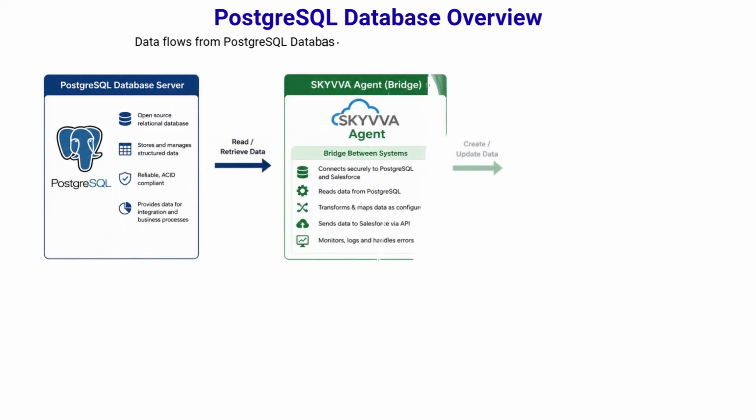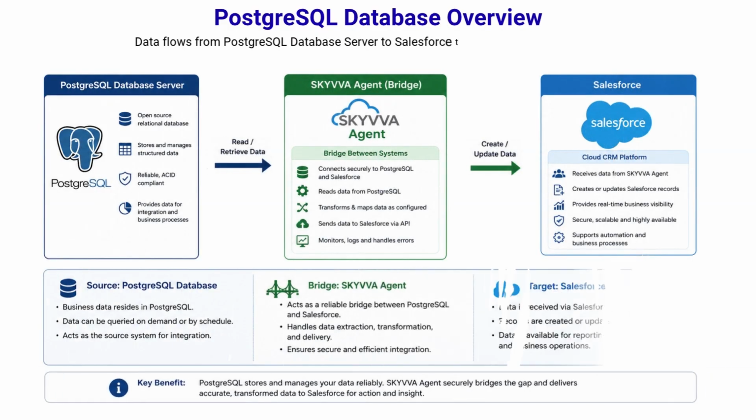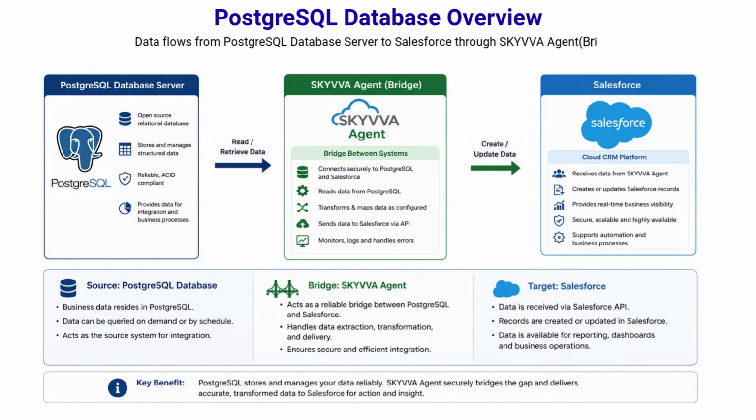Summary. In this video, we provide an overview of PostgreSQL database integration with Salesforce using the SKYVVA agent. We explain the main architecture, data flow, and core processing scenarios, including inbound, outbound, stored procedure, and change data capture, CDC, integration. We also demonstrate the PostgreSQL database adapter and interface configuration, showing how SKYVVA supports secure data exchange and synchronization between PostgreSQL and Salesforce based on different business requirements.